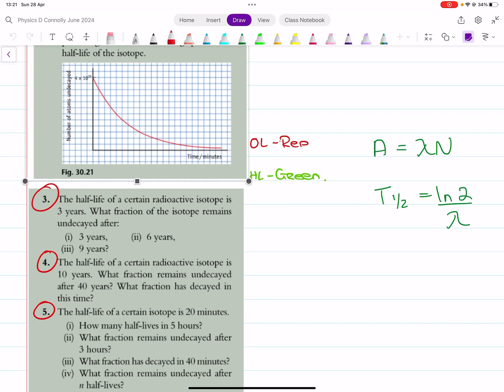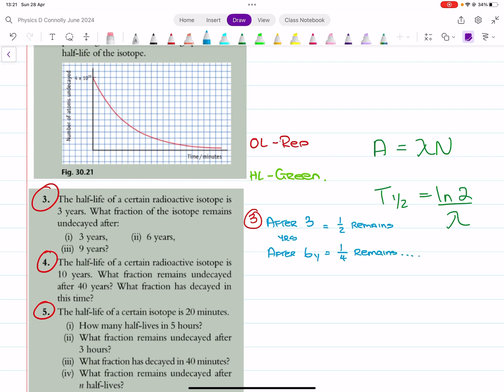So if the half-life is 3 years, then what we can say is after 3 years, half of the sample remains. After another 3 years, so after 6 years, and it's half times a half, so a quarter of the sample remains. Okay, so that's the process, and so on.